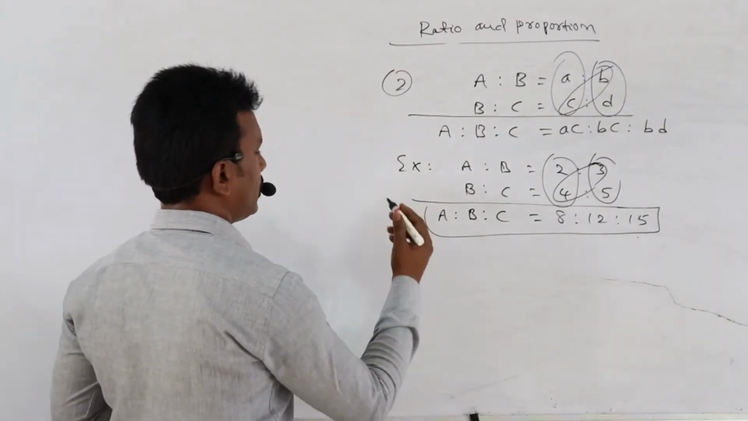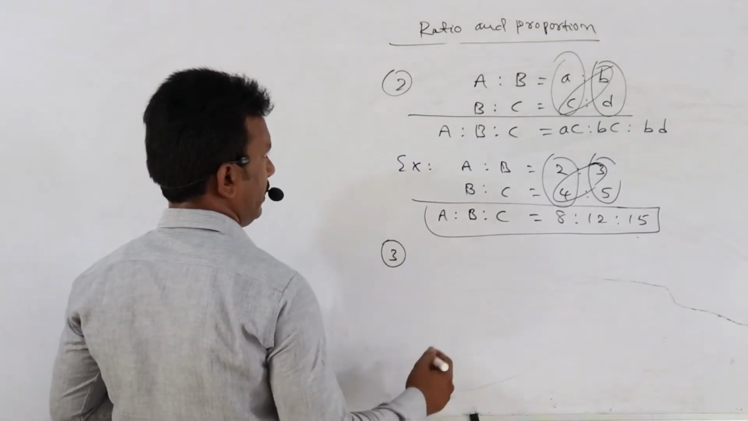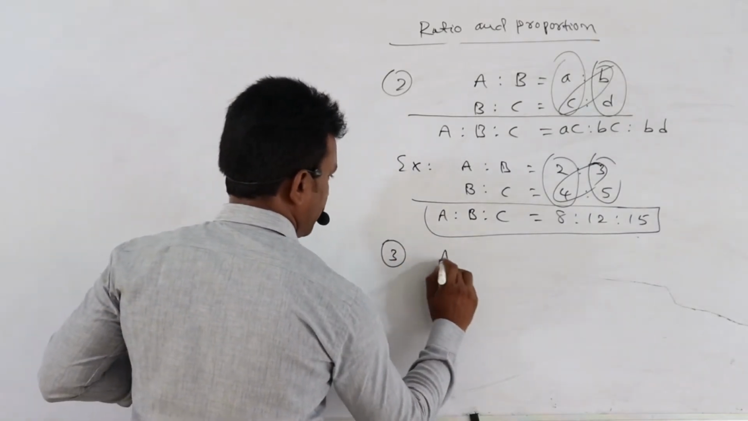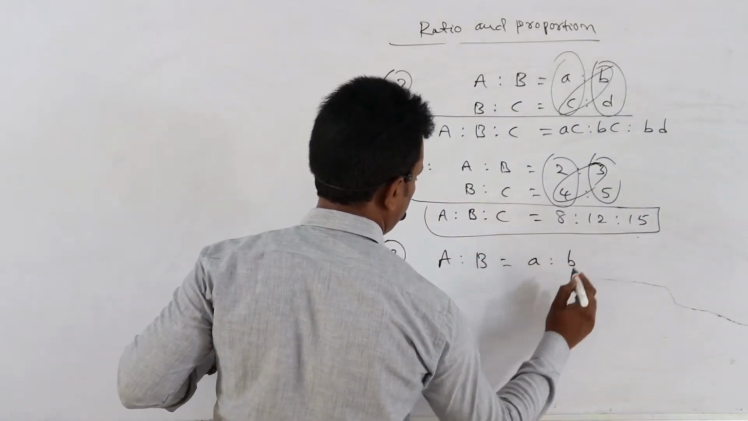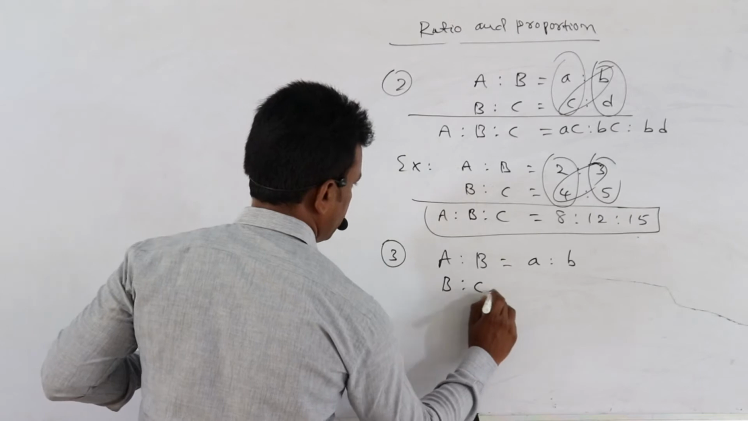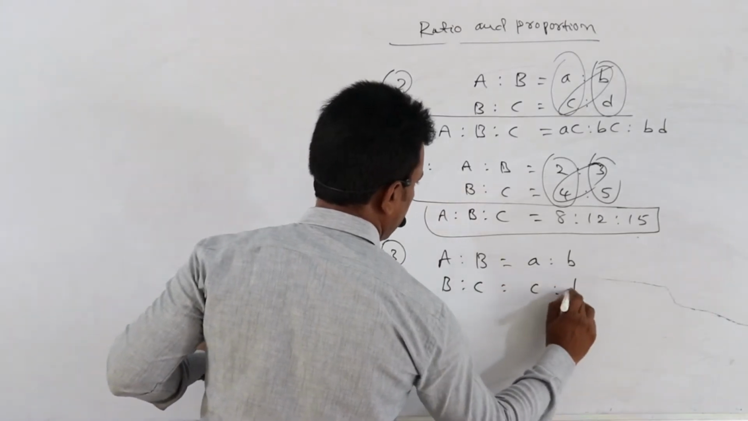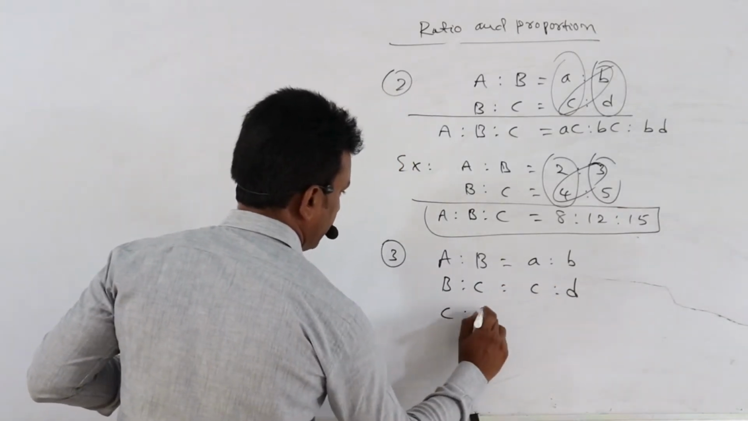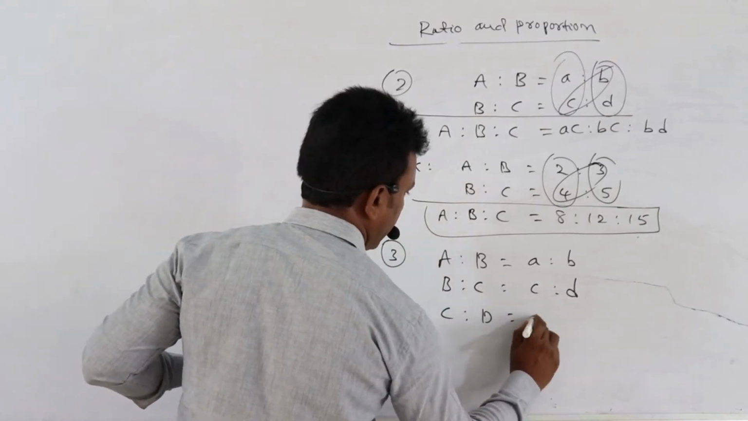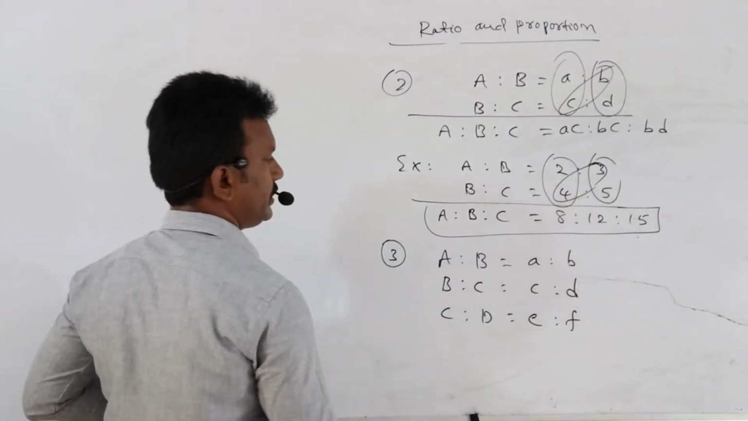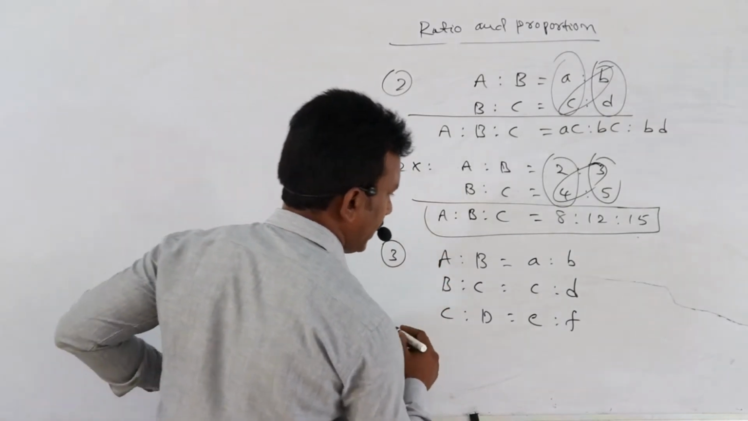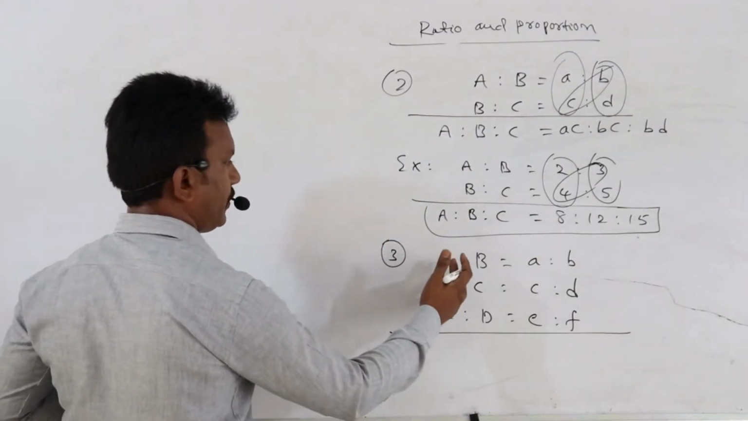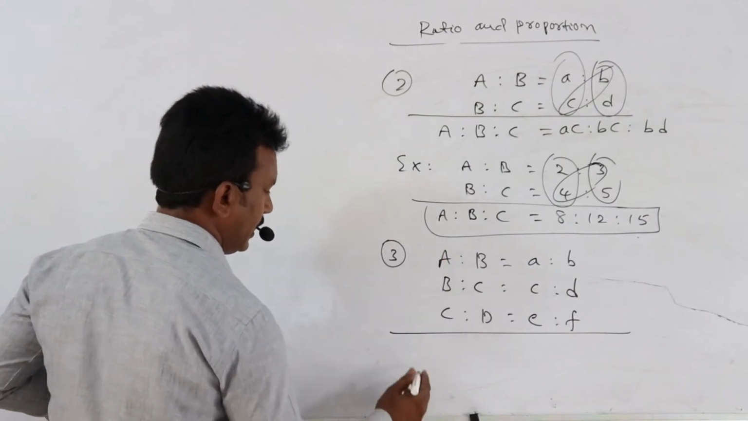Next, one more very important shortcut we are following, for three ratios. A is to B is equal to A is to B, B is to C is equal to C is to D, and C is to D, and the third ratio may be E is to F. So three ratios we write as a single continuous ratio of four terms A, B, C, D.